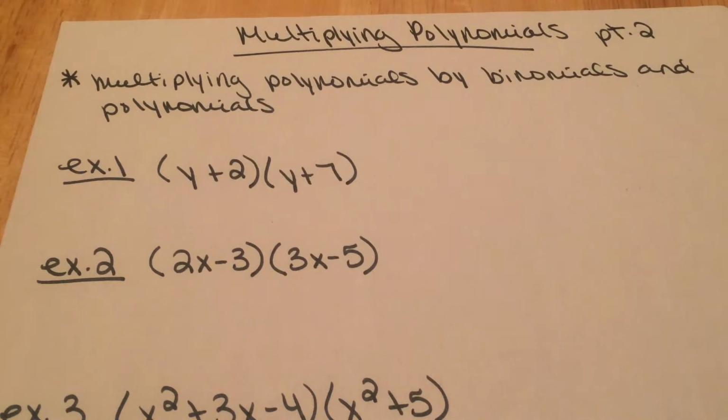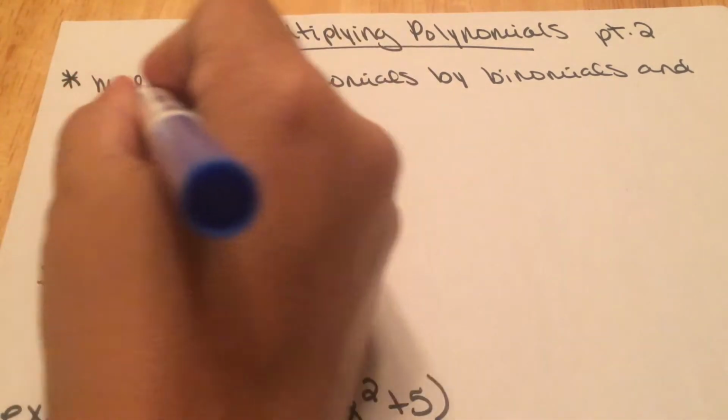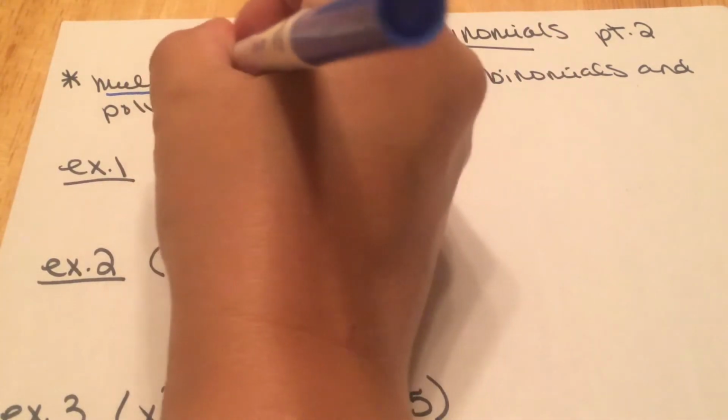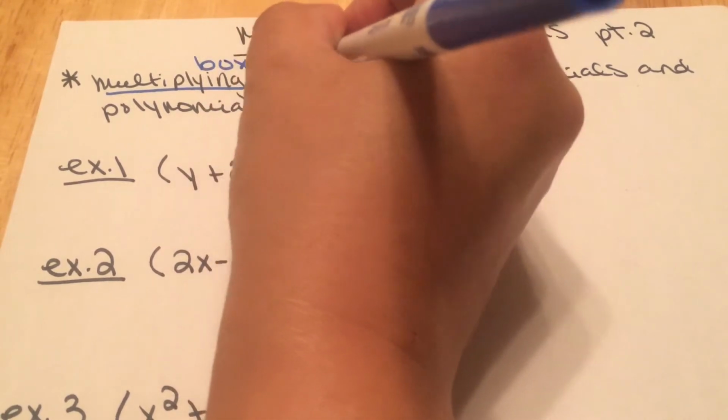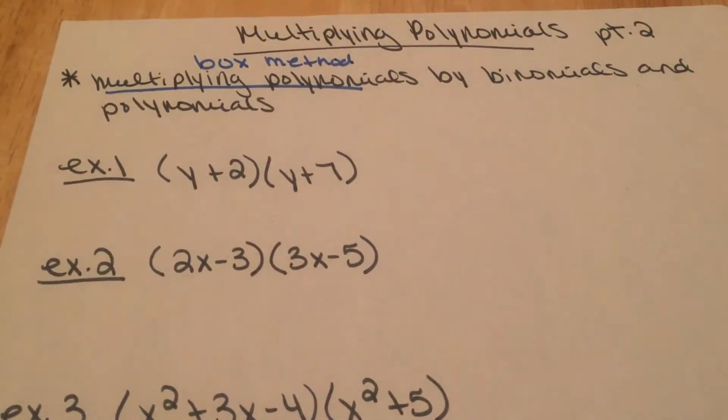Okay, so we're finally here, part 2 of multiplying polynomials. And this is where we multiply polynomials by binomials and polynomials. What? Don't worry, we got an easy way to solve all of these. So the first thing we're going to do is take a look at this example 1. Anytime I multiply polynomials, I like to use a method that I call the box method. This is going to come in handy later on when we see factoring polynomials. So it's kind of nice to know now.